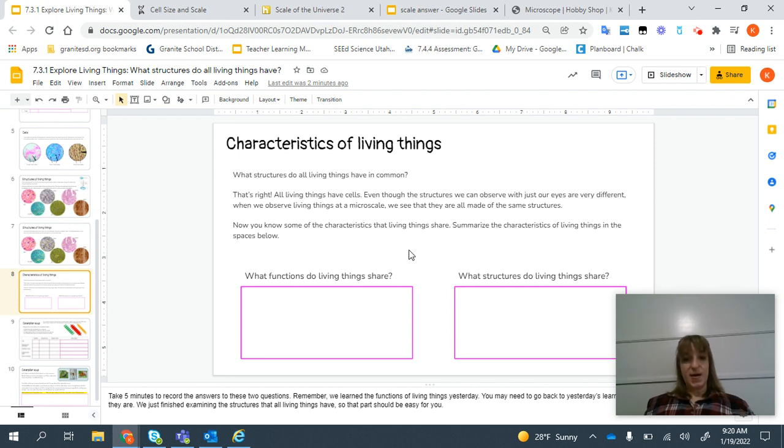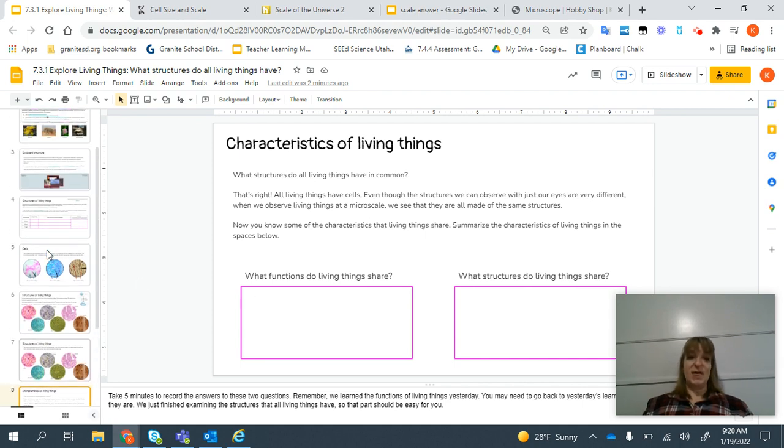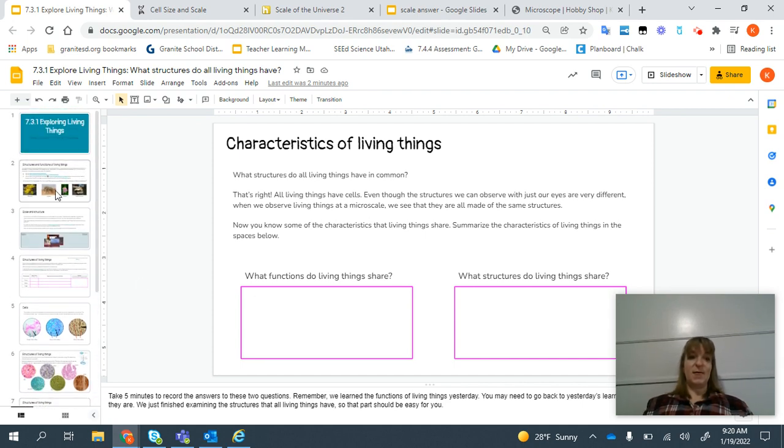So now you know some of the characteristics that living things share. Summarize what you know, what you've learned yesterday, and what you've learned today in the boxes below. So you might have to go back to yesterday's lesson to do the first part, but what I want you to do is take 5 minutes, no more than 5 minutes, to summarize what functions living things share. You probably don't even have to go back to yesterday's lesson because I've included those functions here on slide 2.